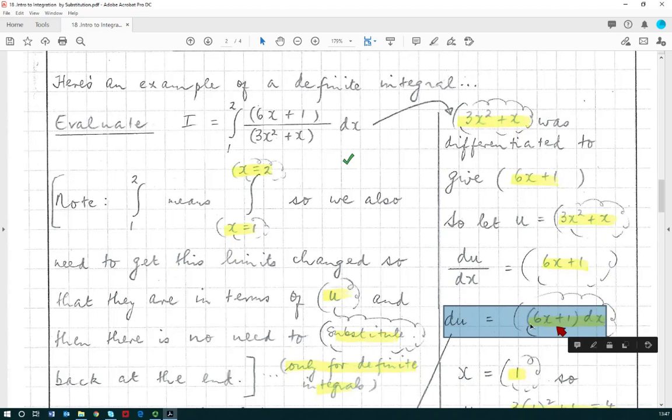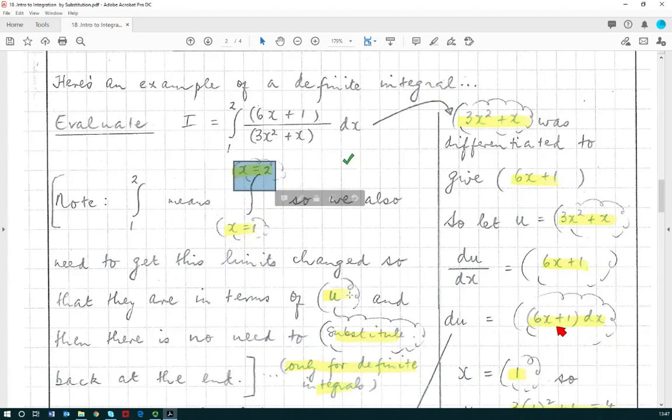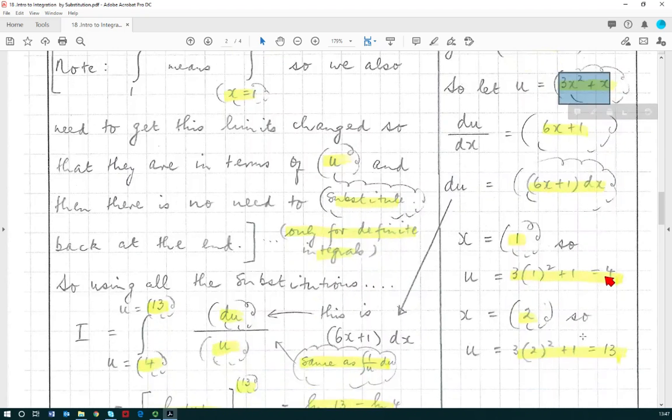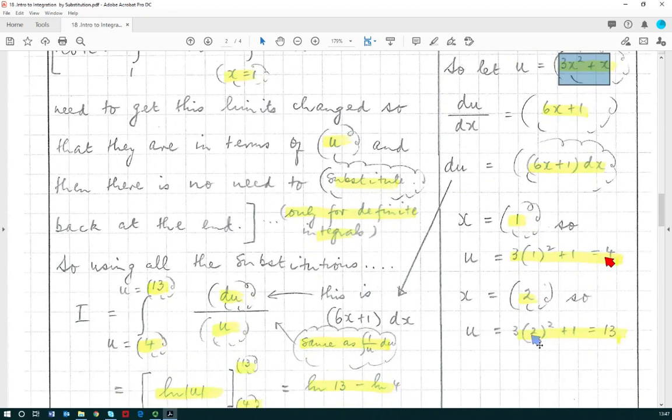Okay, but like I said, everything's got to go. The 1 and the 2 also have to go. So let's take a look. If x equals 1, then what is u? Back here, u is 3 times 1 squared plus 1. You'll get 4. And if x equals 2, I substitute it in, and we'll get 3 times 2 squared plus 1, which is 13.